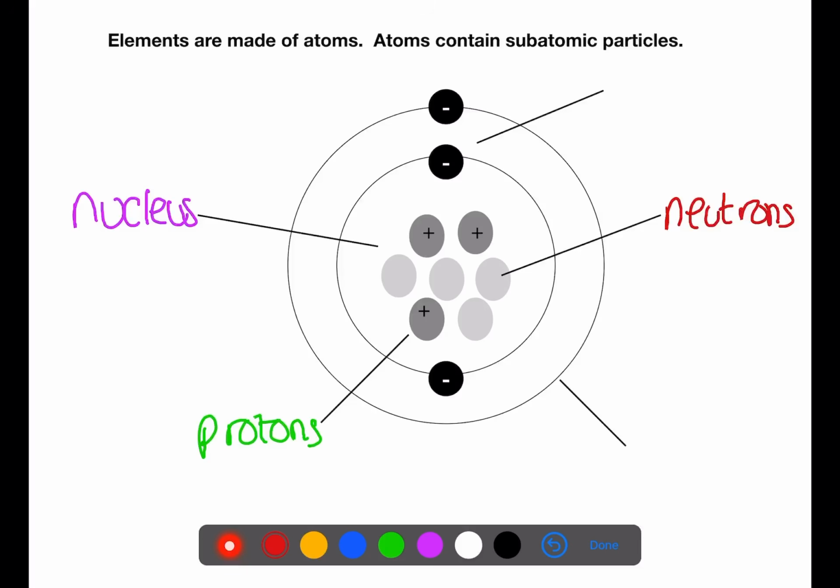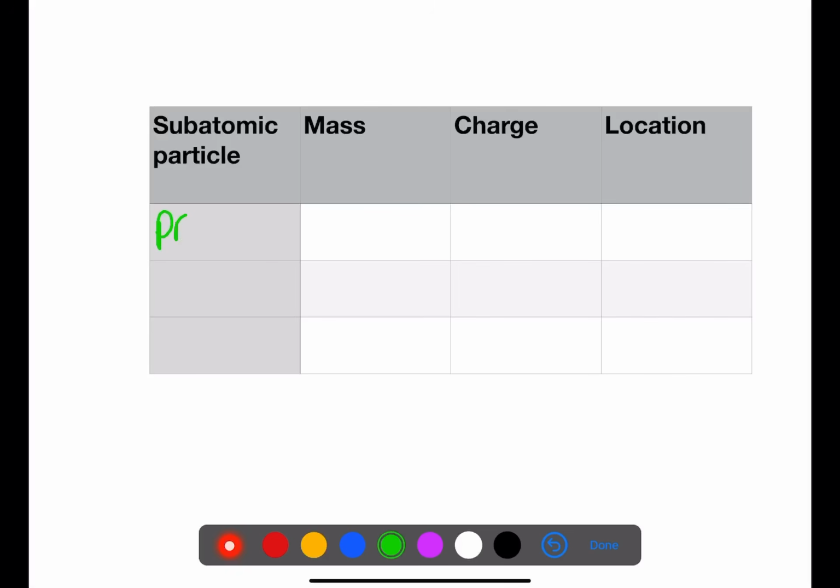Around the outside of the nucleus, we find energy shells. Within the energy shells, there are negatively charged electrons. Let's look at each of these subatomic particles in more detail. The first subatomic particle we're looking at is the proton. Protons have a mass of 1 atomic mass unit. They are positively charged and are found in the nucleus.